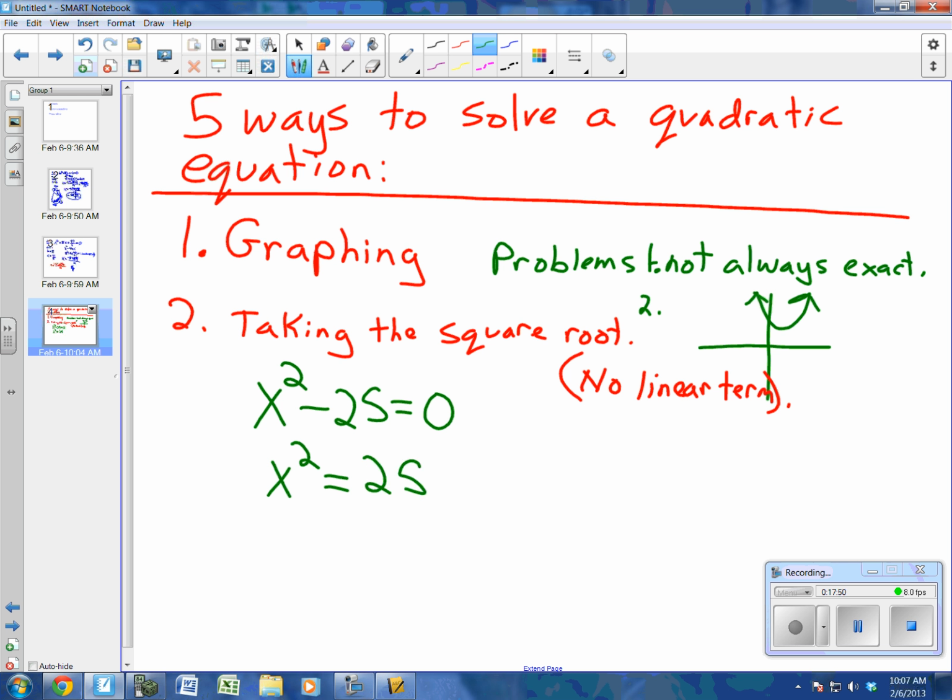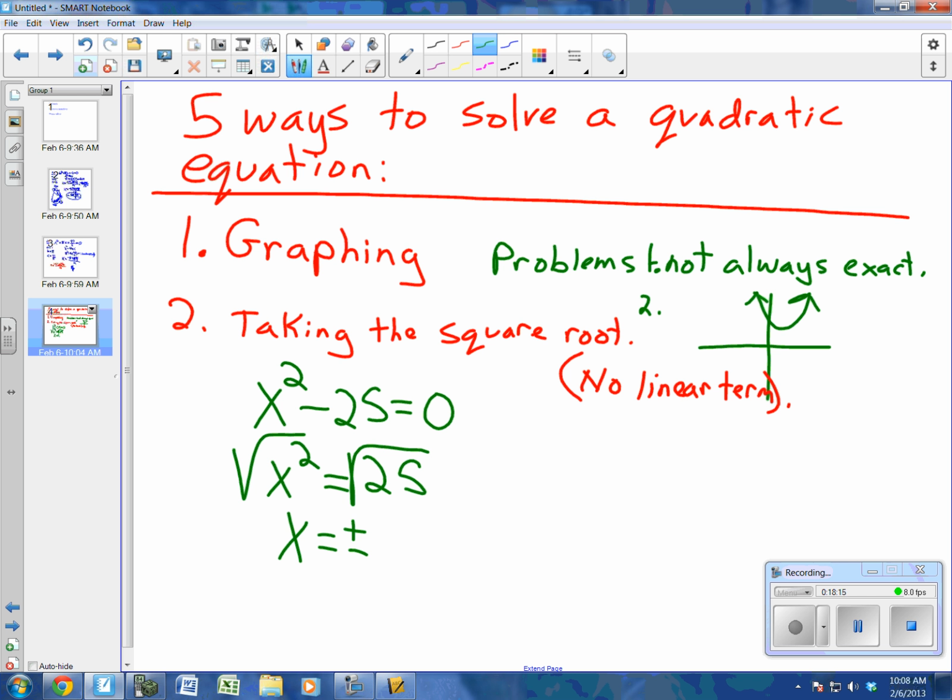I can add 25 to both sides. Then what can I do to get x by itself? I can take the square root of both sides. Because what happens when I take the square root of x squared? I get x. And over here, I get plus or minus. Remember, whenever you take the square root of x squared, you get plus or minus on the other side.